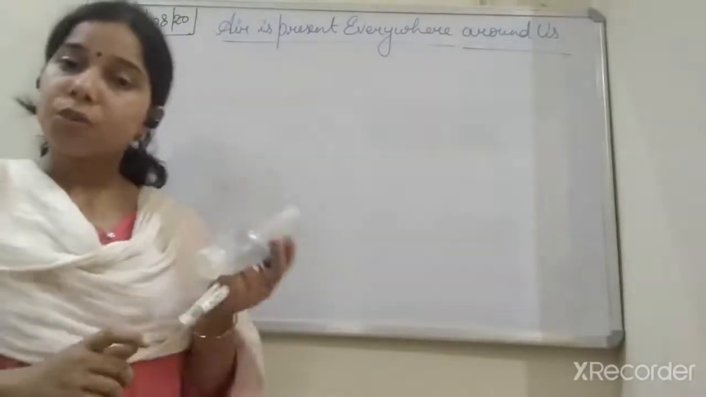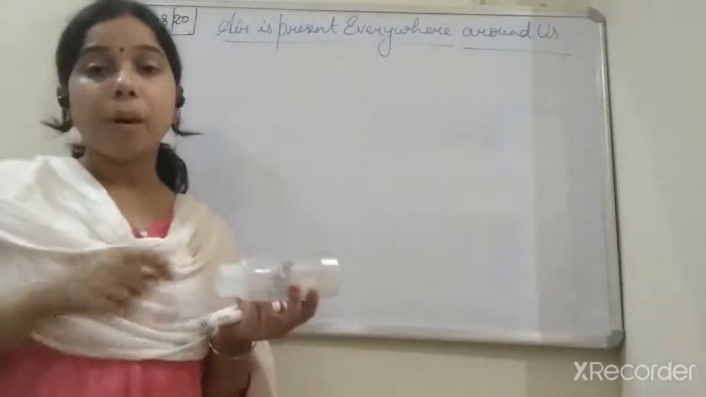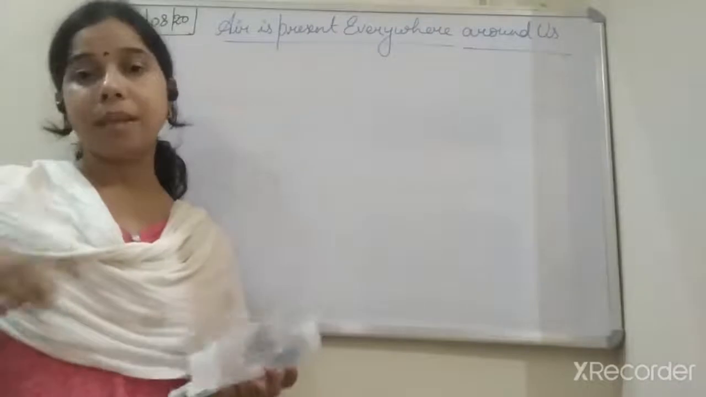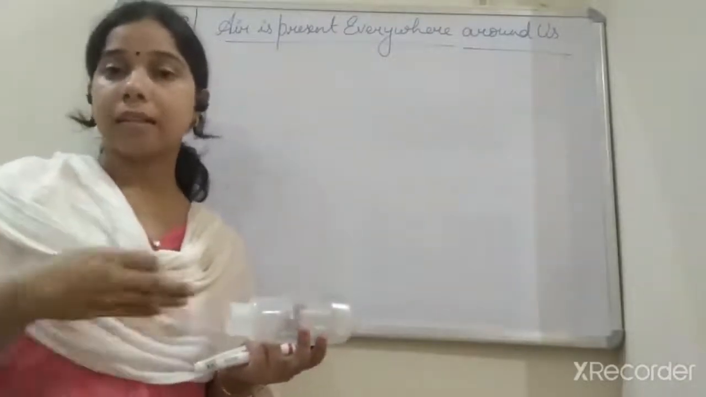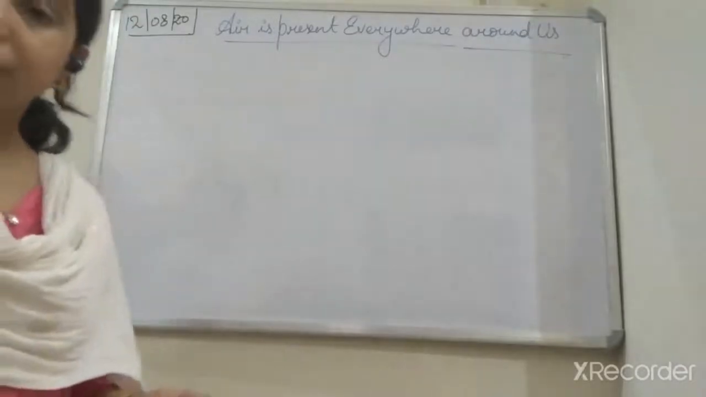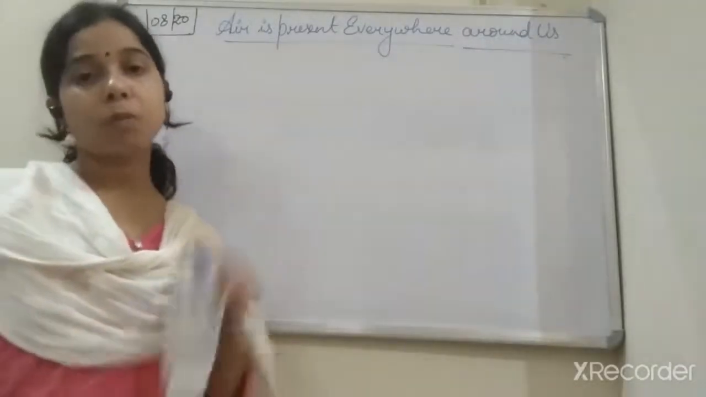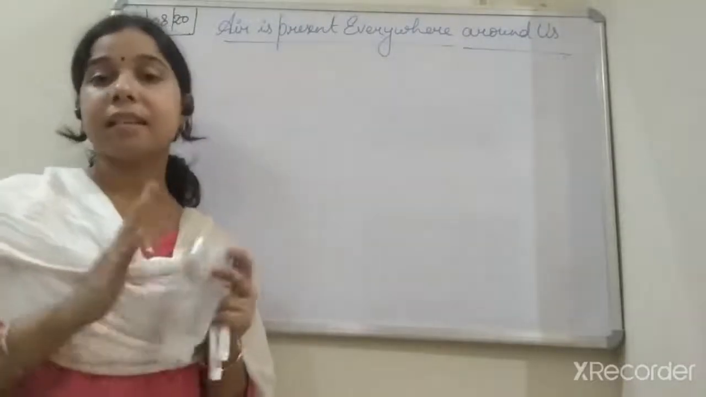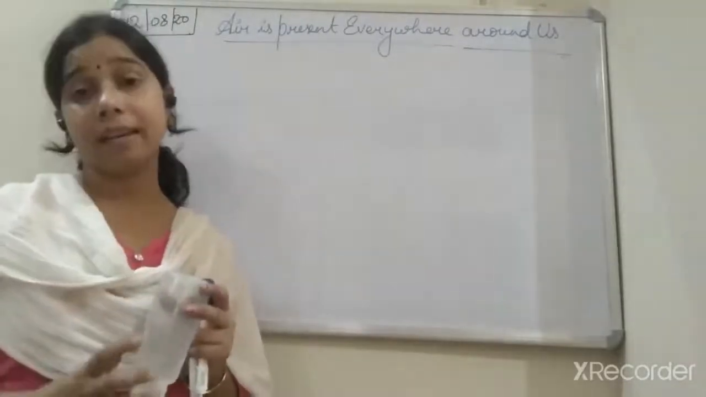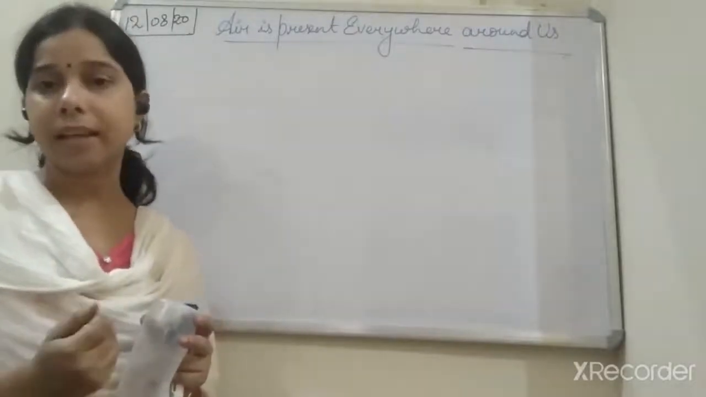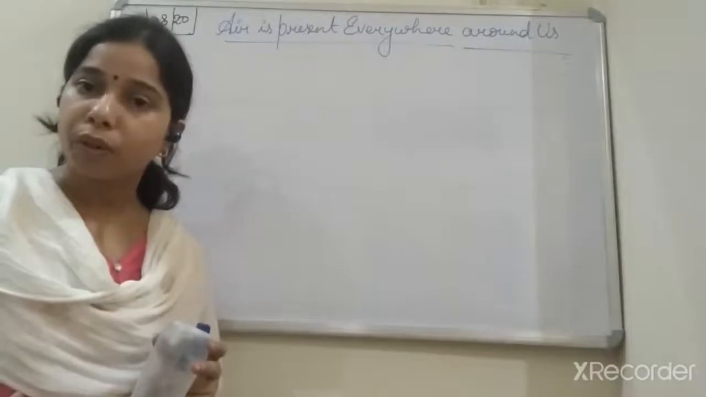But as you tilt it, what will happen? Bubbles start coming out of it, and as the bubbles come out, water starts entering the bottle. So what happened here, students? At first, when you try to push this bottle inside, since it consists of air, it does not allow the water to get inside because there is no space for the water.